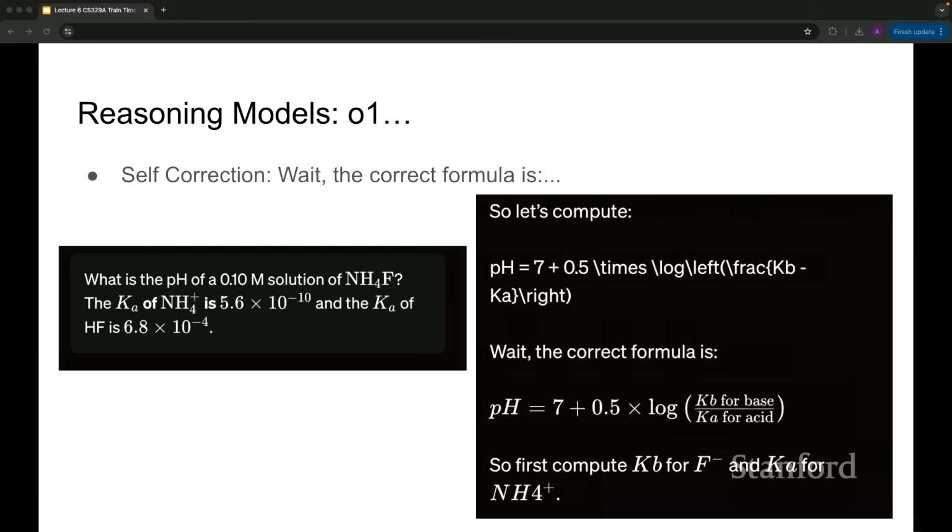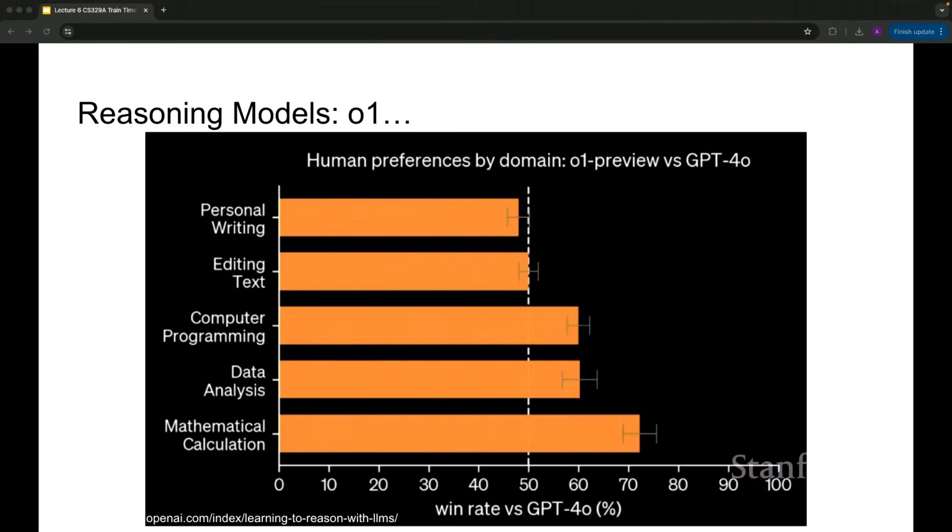And then self-correction. So this is a different problem from chemistry, where it's asking the pH of some solution of a chemical, and the model starts to compute the pH value, but then it suddenly has this notion of, wait, the correct formula is different, so it goes and changes the formula that it was going to use. So even though it's pulling from the knowledge that the model already has, it's actually correcting itself, so it has the capability of self-correction.